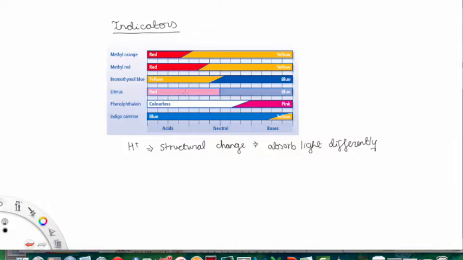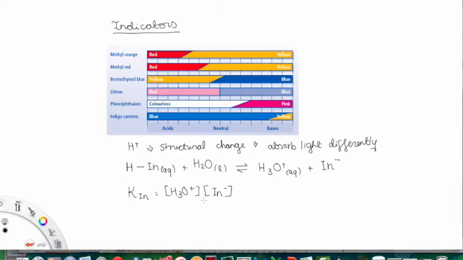So to write this out in a more general form, let's say you have a proton attached to an indicator, HIn, and you put it in water. It dissociates into a proton and an In minus ion. So when we look at the equilibrium constant of the indicator, we can write it out as the concentration of H3O plus, In minus, over HIn.